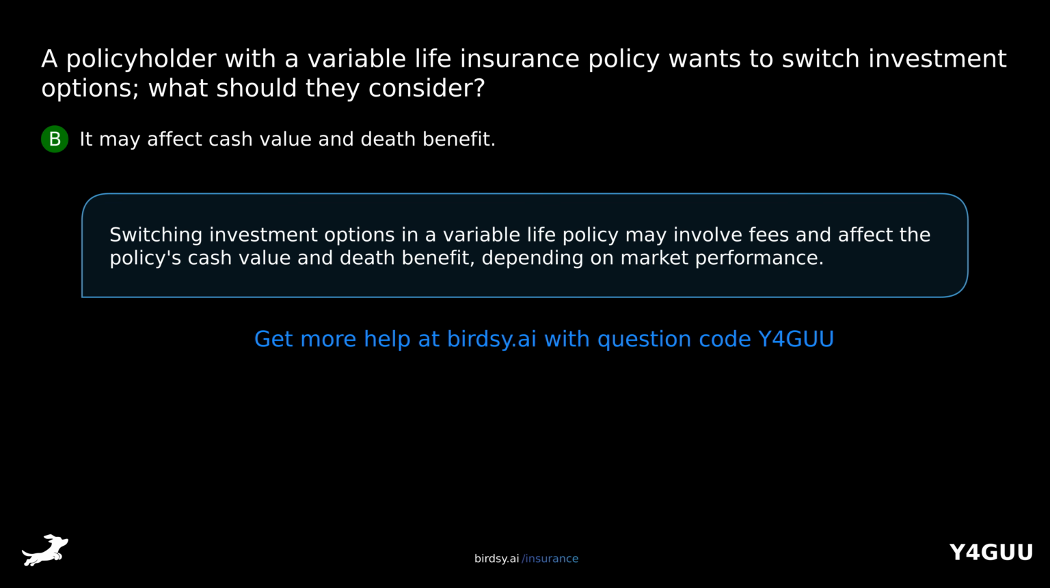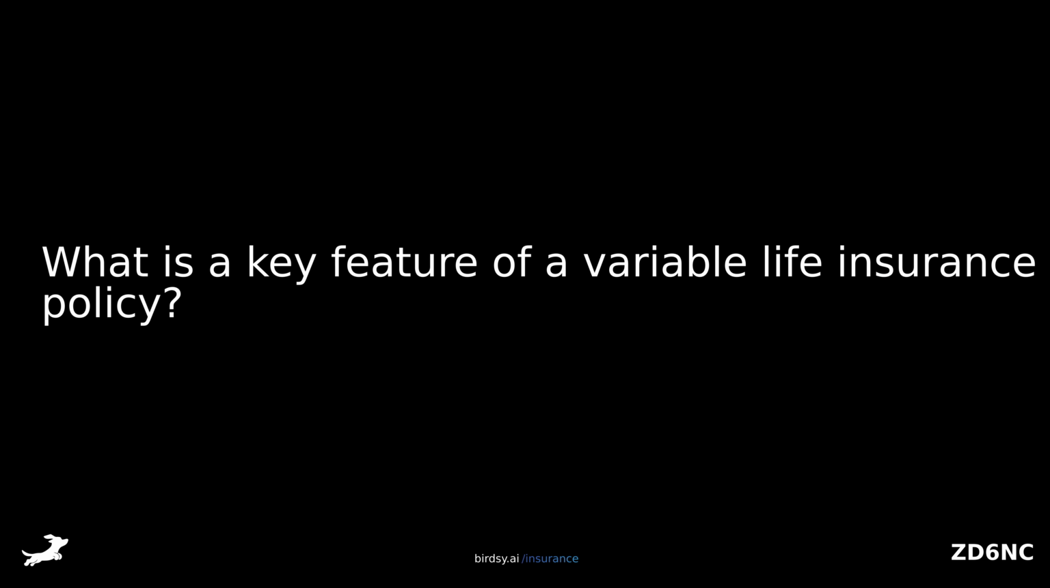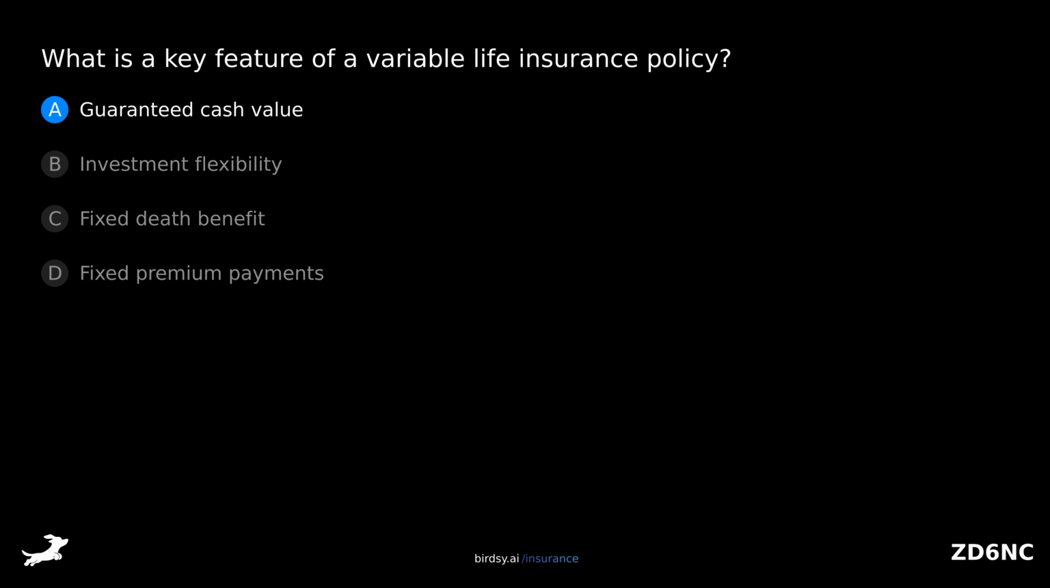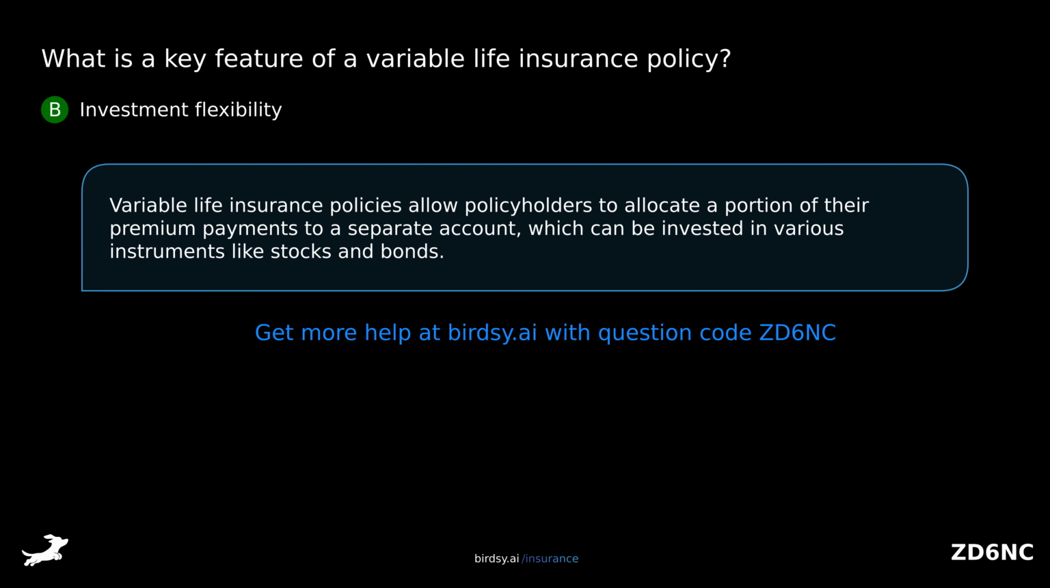depending on market performance. What is a key feature of a variable life insurance policy? Is it A, guaranteed cash value, B, investment flexibility, C, fixed death benefit, or D, fixed premium payments? The answer is B, investment flexibility. Variable life insurance policies allow policyholders to allocate a portion of their premium payments to a separate account, which can be invested in various instruments like stocks and bonds.